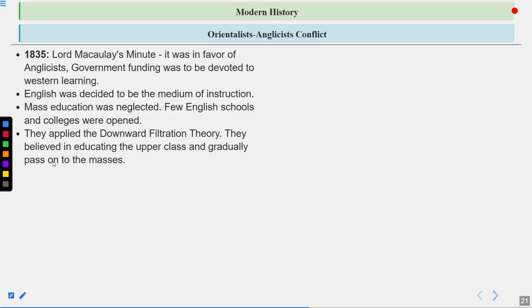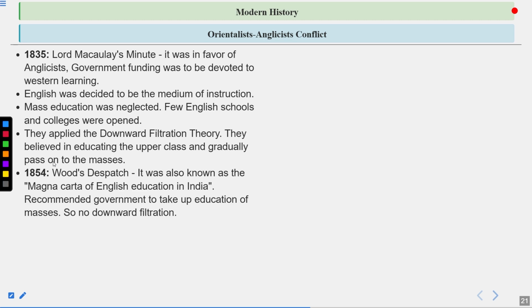They applied the downward filtration theory. They believed in educating the upper class and gradually pass on to the masses. So this was the downward filtration theory. Firstly, they educated the upper class, and they know that it will be passed on to the other people as well.